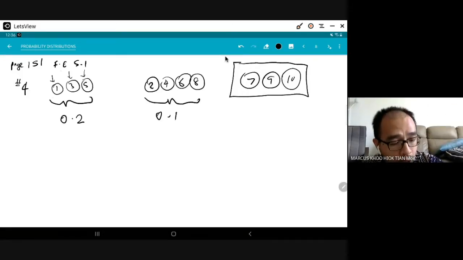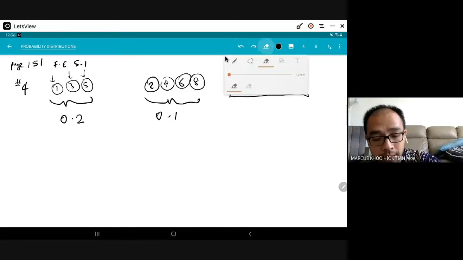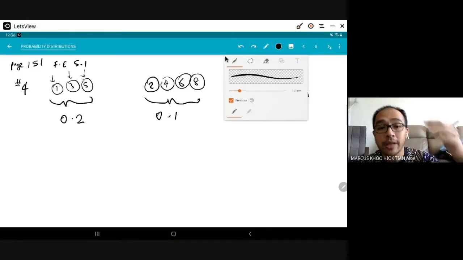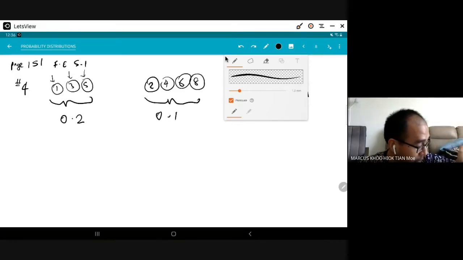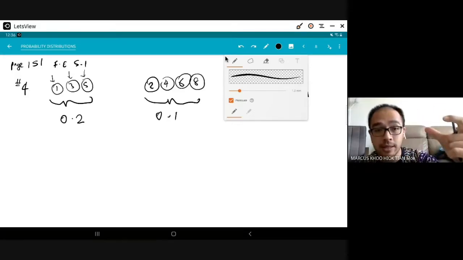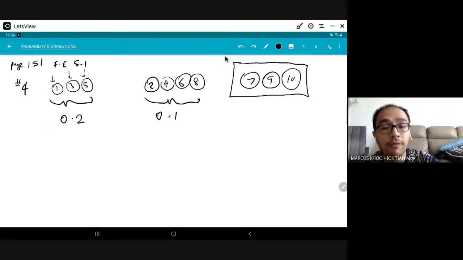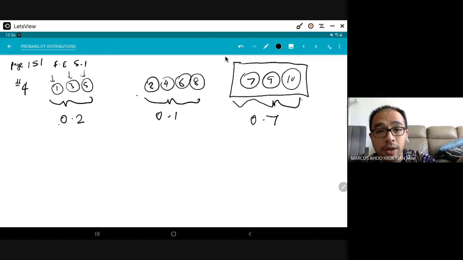So 0.2 is 1, 3 dan 5. Astaga. 1, 3 dan 1 atau 3 atau 5 sebab kamu hanya mengambil satu bola sahaja. So the total probability for all these three is 0.2. Manakala the total probability for all this is 0.1. Jadi maksudnya the total probability for all of this is 0.7. Okay, so when we do it in that sense, then it makes more sense lah.